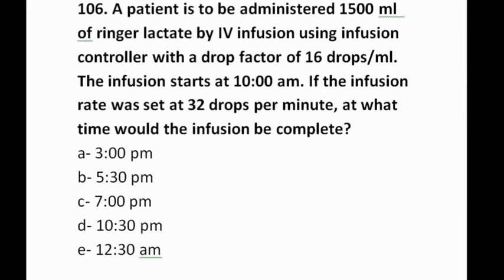Actually, this MCQ can be solved like this. Here the drop factor is 16 drops per ml, which means that 1 ml is equal to 16 drops, and we have to administer 1500 ml. So in 1 ml we have 16 drops, in 1500 ml we will have 16 multiplied by 1500 drops. So let's calculate it here via our calculator.